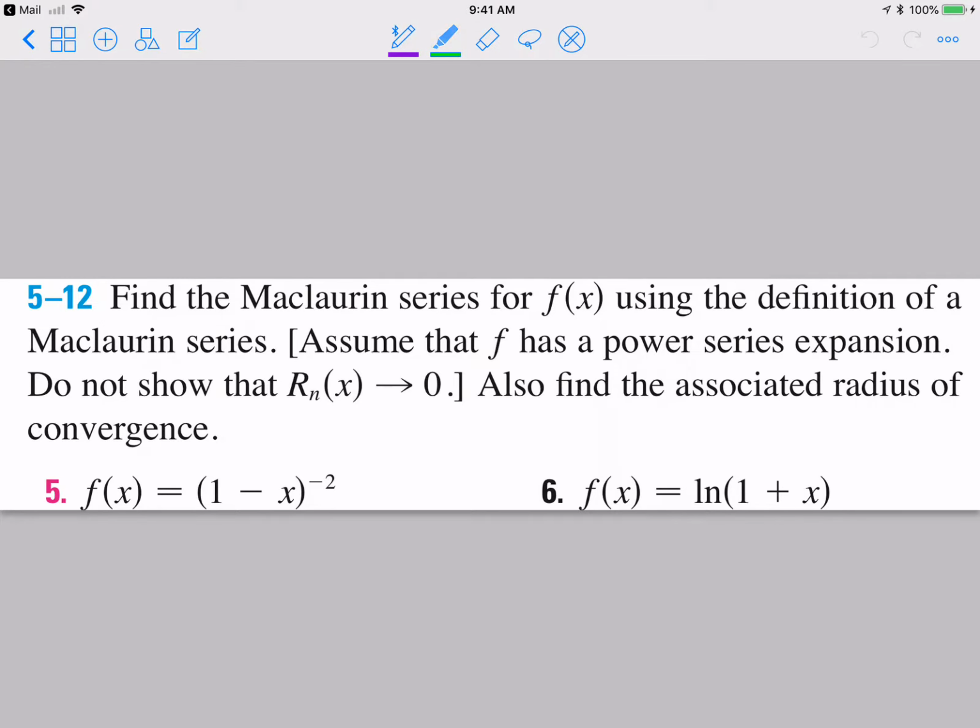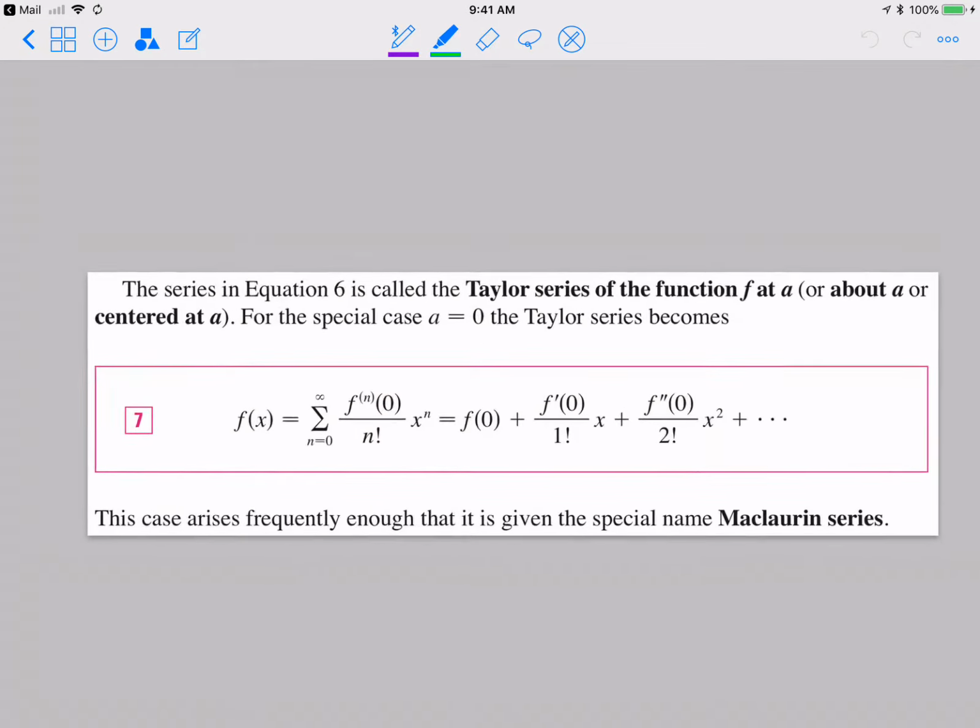Okay, so here's our problem we're going to work on. Take a moment and read it. And we're actually going to work on this number 6. Now, we want to find the Maclaurin series for f of x, and we want to use the definition of Maclaurin series. And then the second part of the question asks us to find the associated radius of convergence.